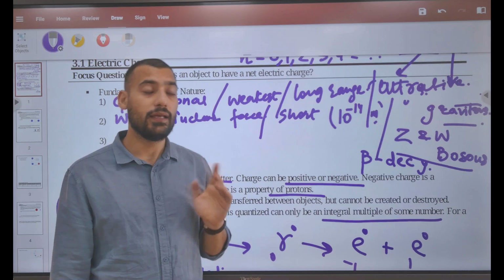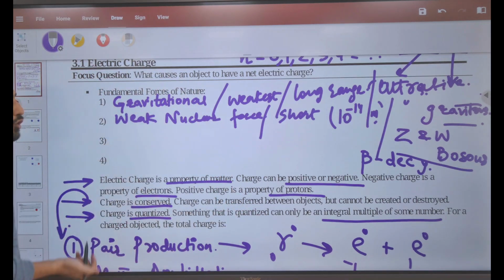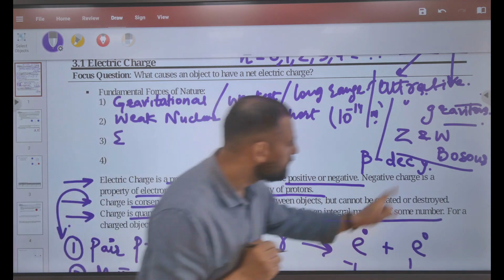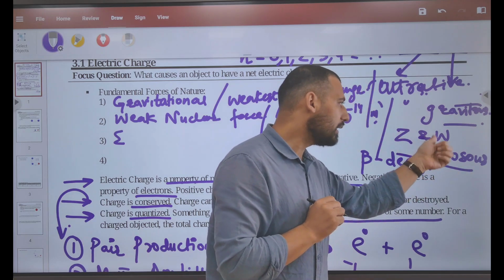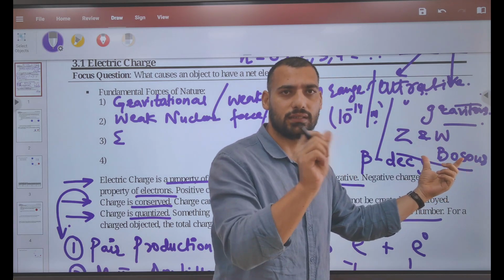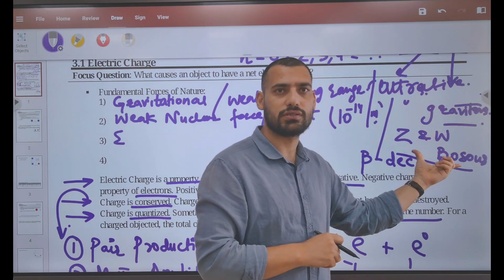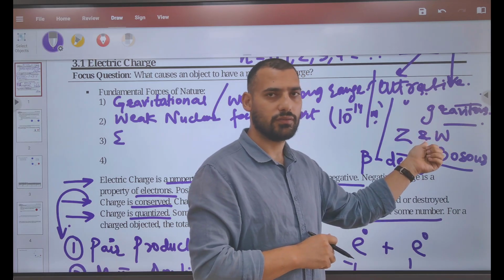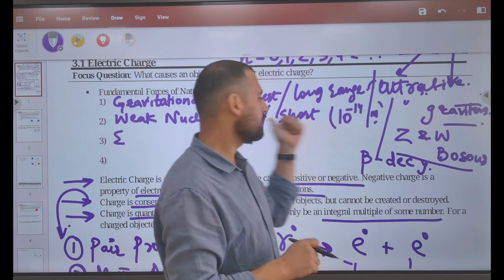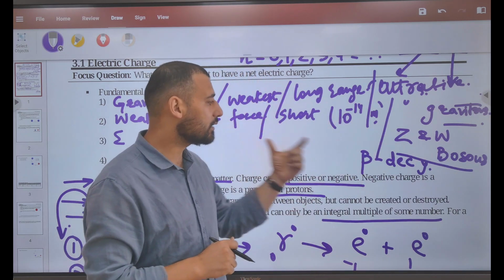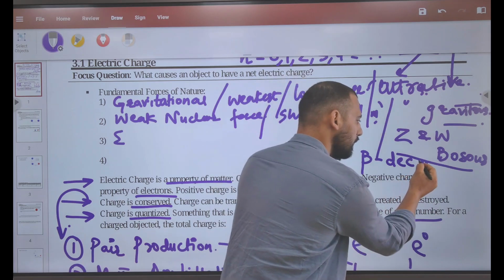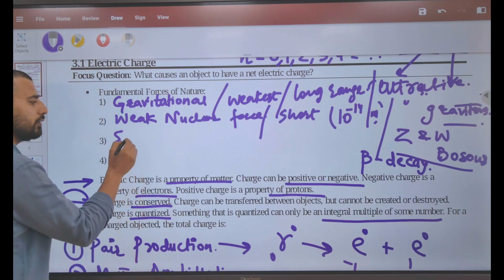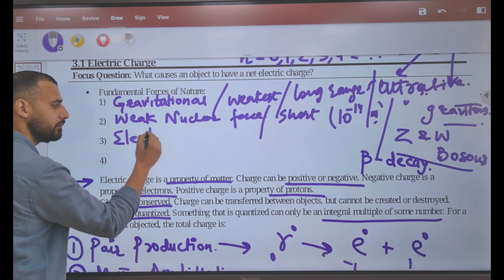Fine. Z and W bosons are the names of the particles. Like we have gravitons here, we have bosons here. There are two types of bosons, Z and W bosons. These are exchanged when there are weak nuclear forces, and weak nuclear forces only operate in beta decay. Fine. Okay.